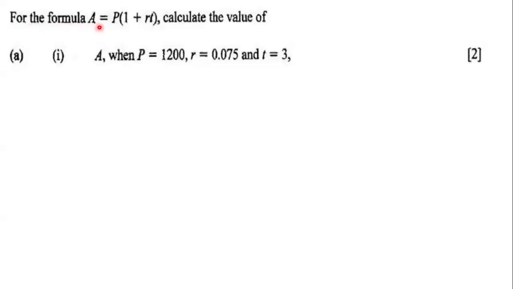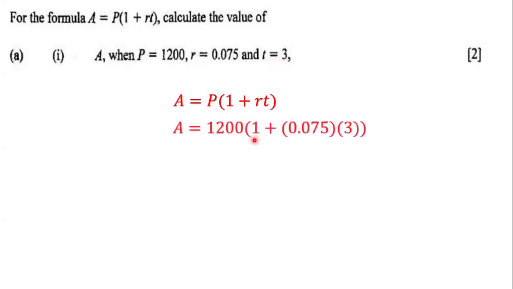For the formula A is equal to P times 1 plus RT, calculate the value of A when P is equal to 1,200, R is equal to 0.075, and T is equal to 3. And so here we have this equation. What we're going to do is wherever we see P, we put 1,200. Wherever we see R, we put 0.075. And wherever we see T, we put 3.